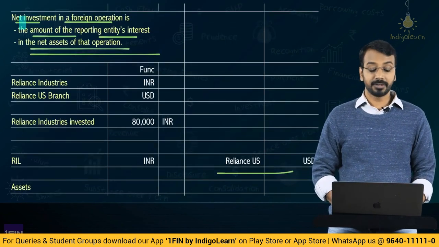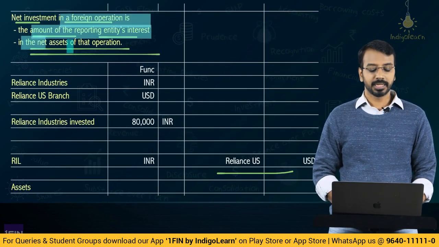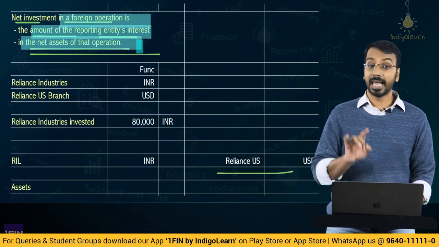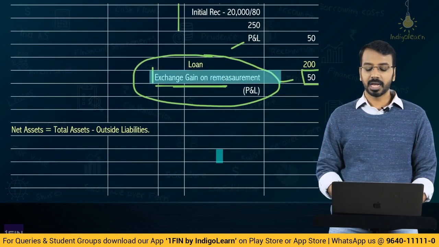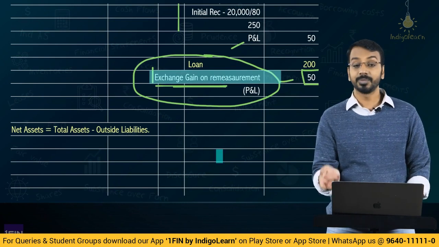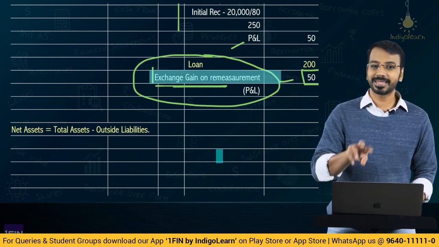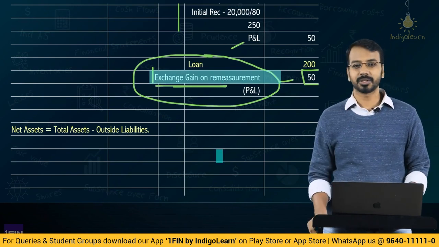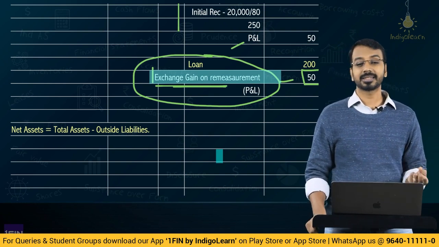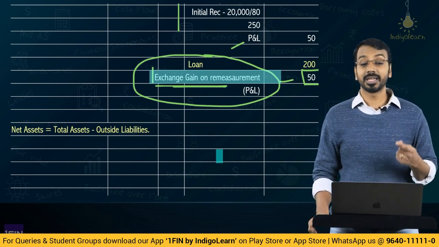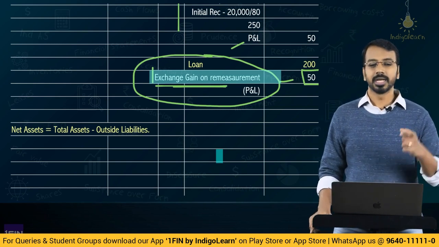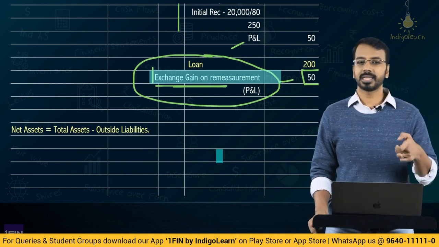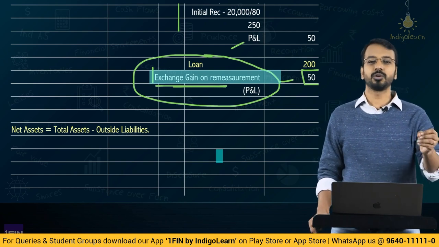So net investment in a foreign operation is the amount of the reporting entity's interest in the net assets of that operation. And what the standard also says is, if there are items like this, which are though a monetary item, but in substance they are like net investment in foreign operation. Now why am I saying that it is in substance something like a net investment in foreign operation? Because I have given a loan. Reliance has given a loan to its branch saying that you repay it only when you close the branch.